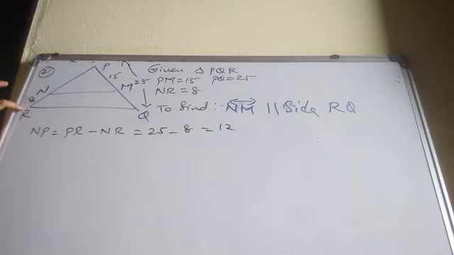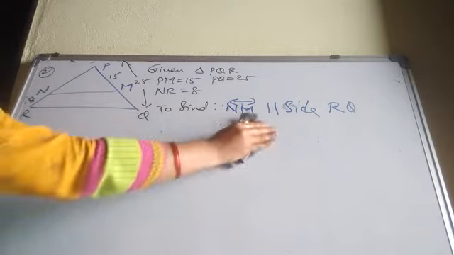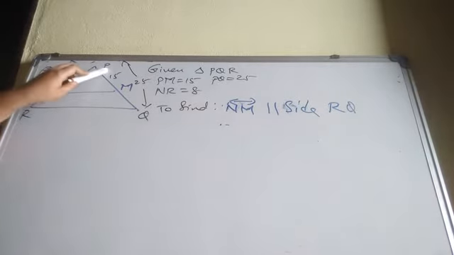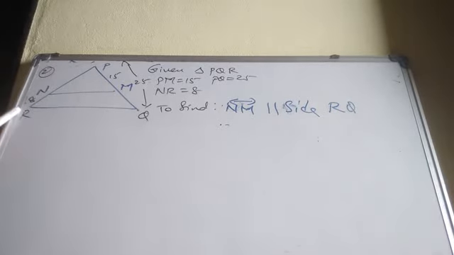First here I had taken the vertex Q on the left side. So here I make a correction: here it is R and here it is Q. In triangle PQR, PQ is 25. So this step was my mistake. PM equal to 15, PQ equal to 25, NR equal to 8.